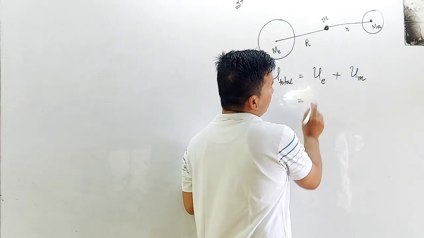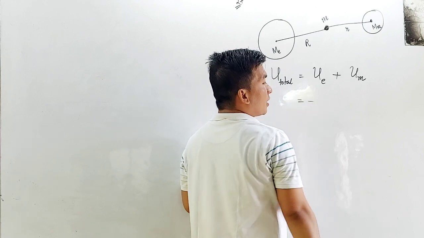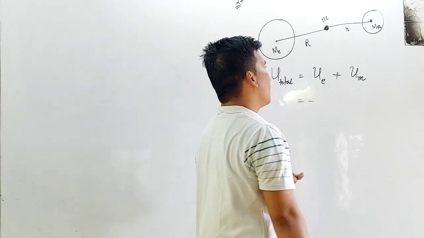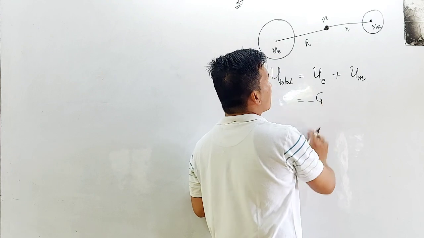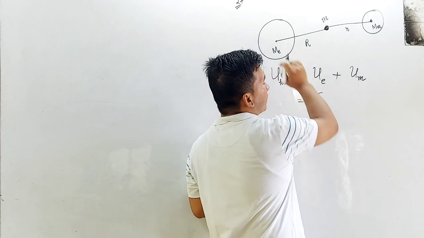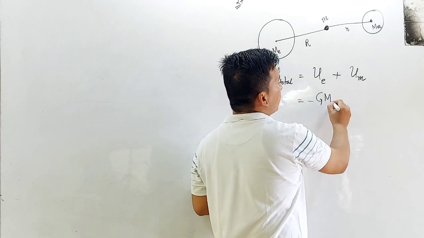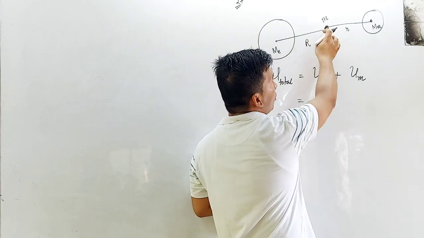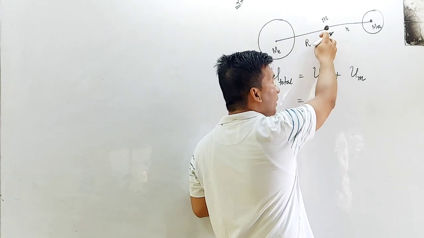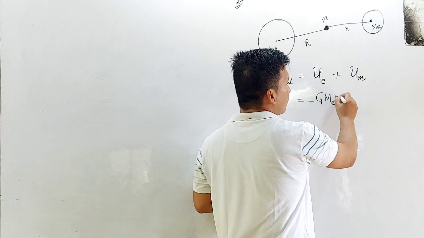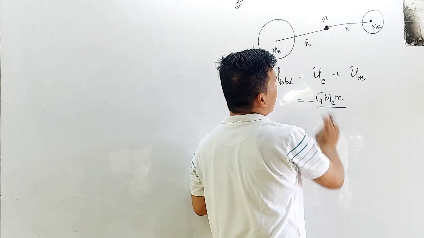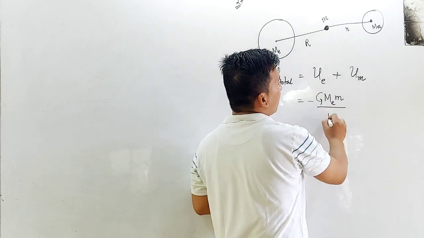But you simply put, potential energy will be negative: minus capital G, and what is the mass of our planet? This is capital M. And what about the mass of the object to be considered? Small m. And what is the distance? The distance is capital R.